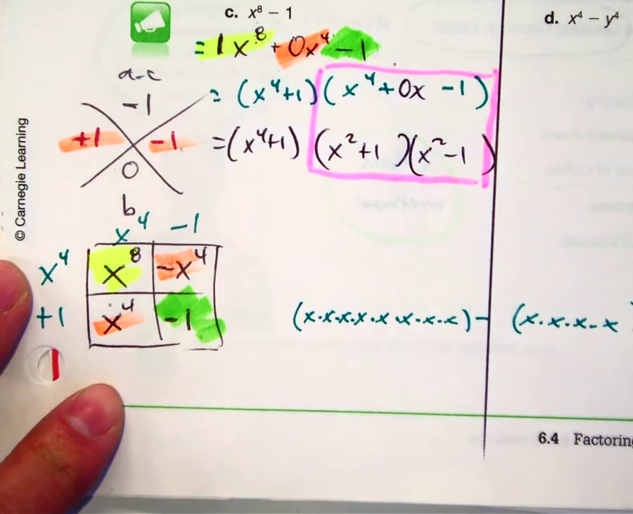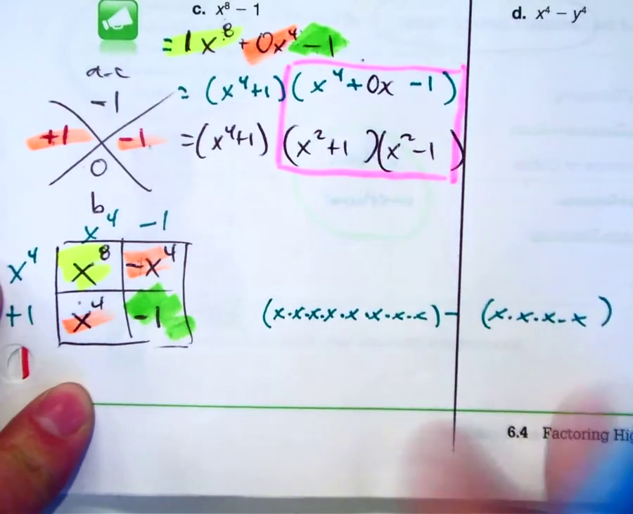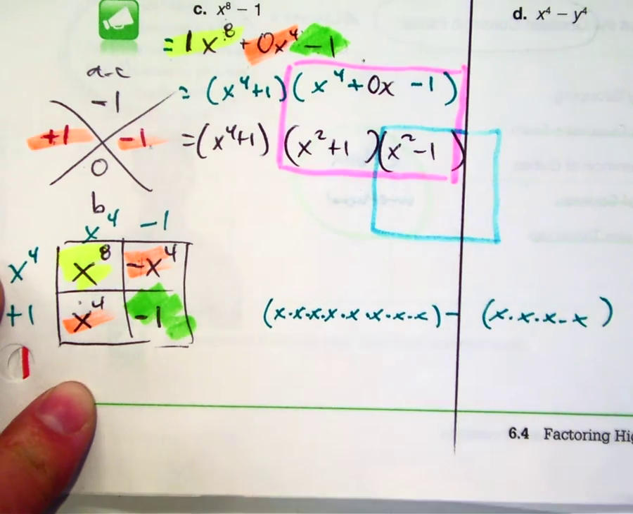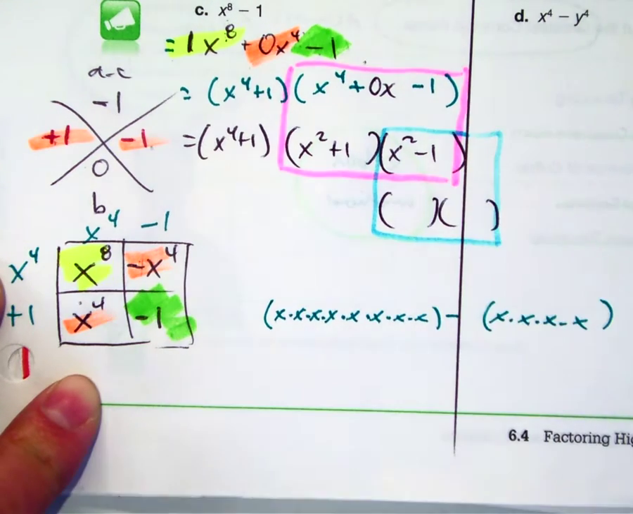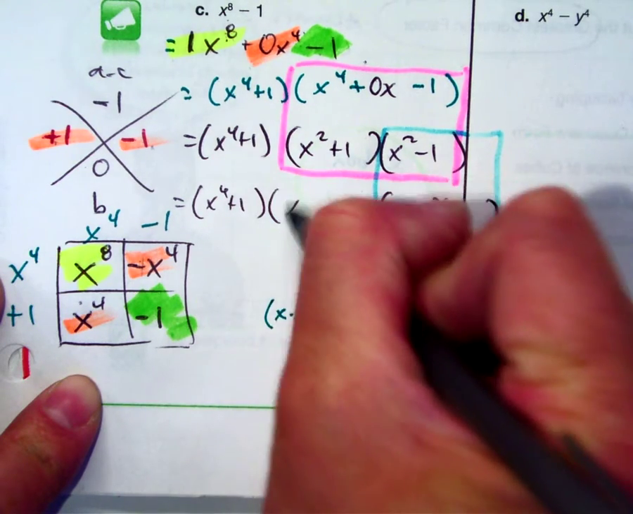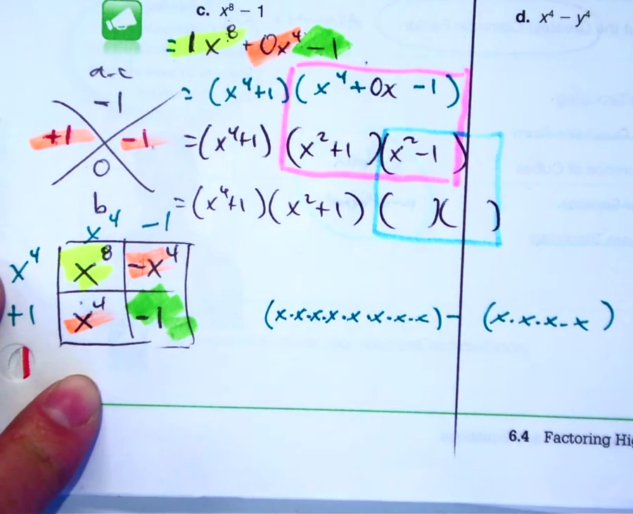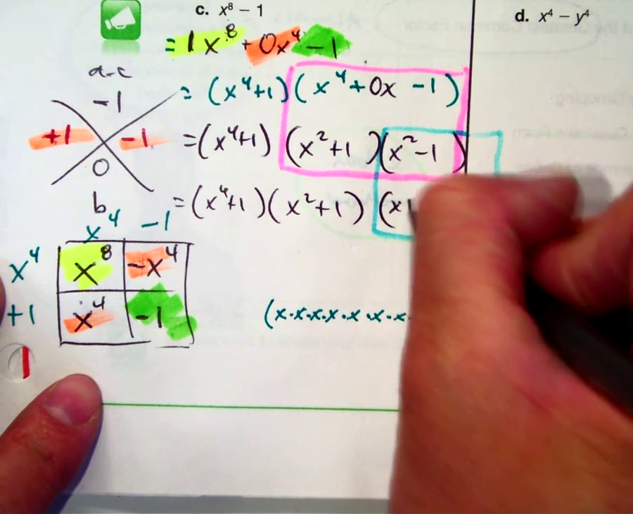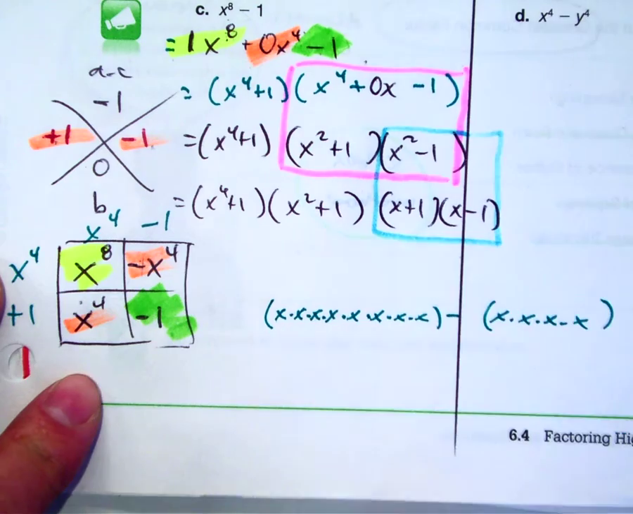Oh no! There it is again. Do you see it? What do you think I'm going to write there? Tell your partner. Class, tell me. X plus 1, x minus 1. And this is our answer.